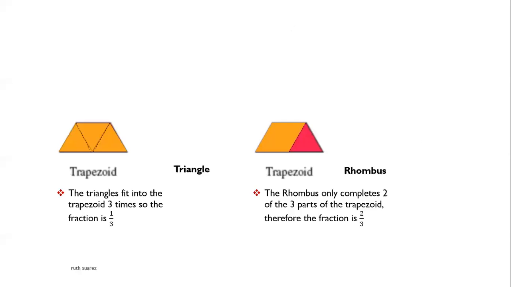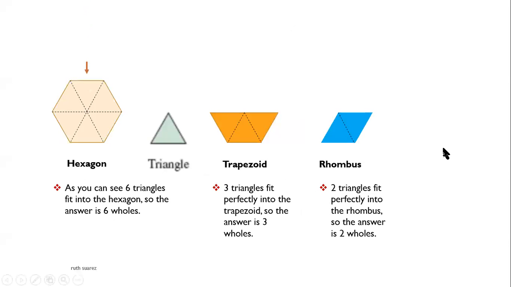So the next one we do is the hexagon. As you can see, 6 triangles fit into the hexagon. So the answer is 6 wholes. So it's 1, 2, 3, 4, 5, 6 triangles. The next one, 3 triangles fit perfectly into the trapezoid. So the answer is 3 wholes because it's 1, 2, 3.